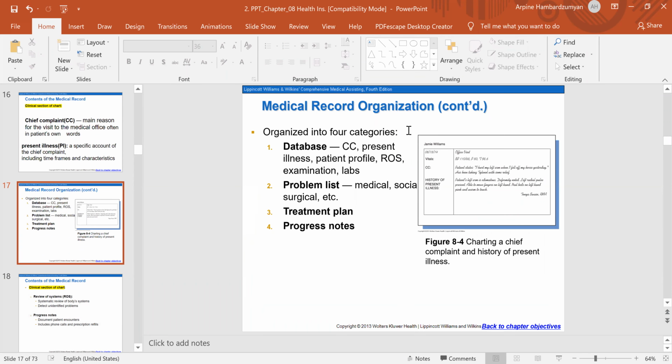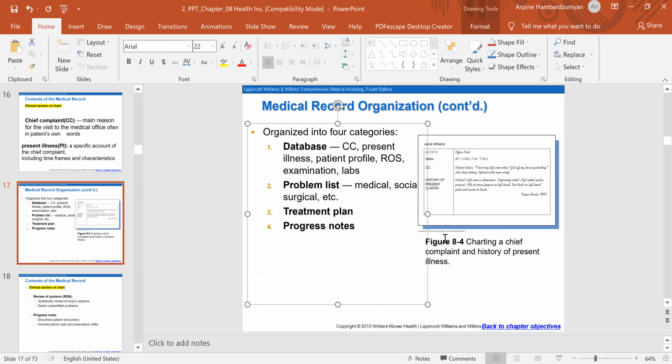And medical record organization, medical assistants, you are responsible for writing the information, either in electronic medical records or on paper. So how do we write this? At first, in the database: chief complaint, illness, patient profile, review of systems, which means other organ systems, examinations, lab works, and so on. Then comes the problem list, then the treatment plan, and progress note.